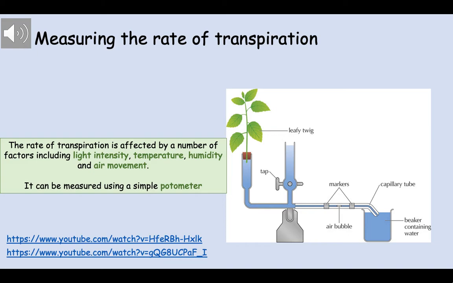So as more water is transpired, that air bubble is going to move from the right-hand side to the left-hand side towards the plant. And what you can do is set a control variable of time and say, we'll do this experiment for 5 minutes. And every minute you can measure how far the air bubble has moved.